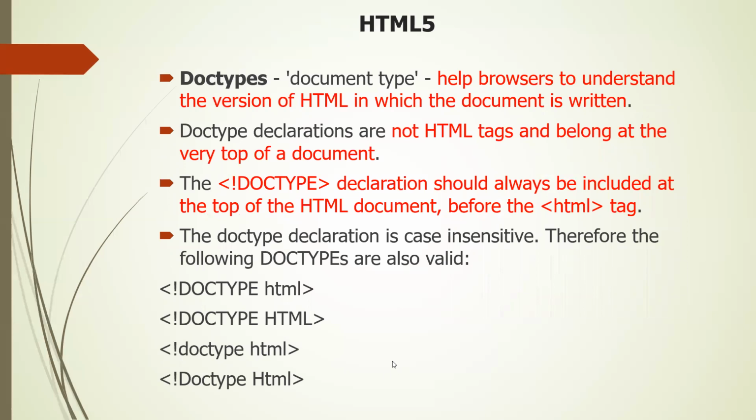In the HTML document we saw in the previous example, we had a doctype, exclamation doctype html. What is this doctype? Document type helps the browsers to understand the version of HTML in which the document is written. So your browser sometimes will be checking for compatibility. HTML5 has a very simple syntax. Just have an angle bracket, and inside that, exclamation doctype html. Since HTML tags are case insensitive, you can use uppercase or lowercase to represent this.